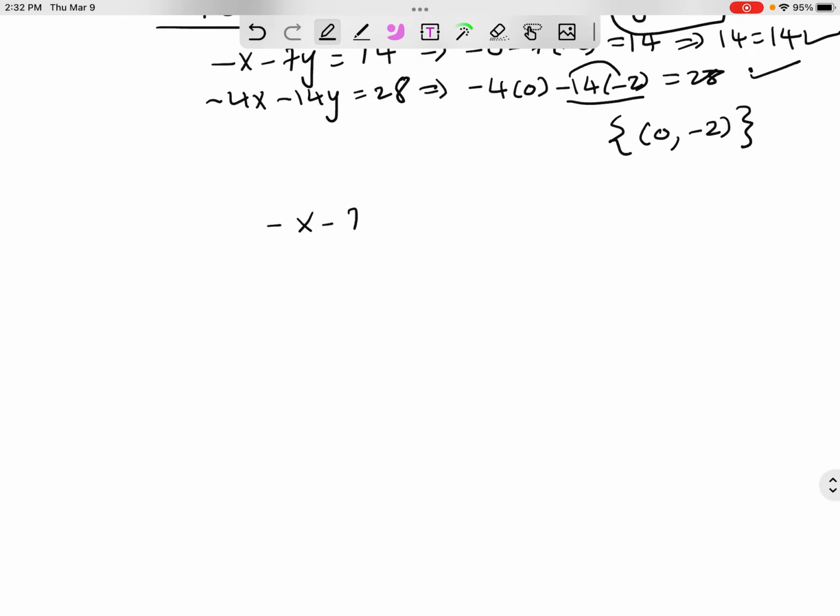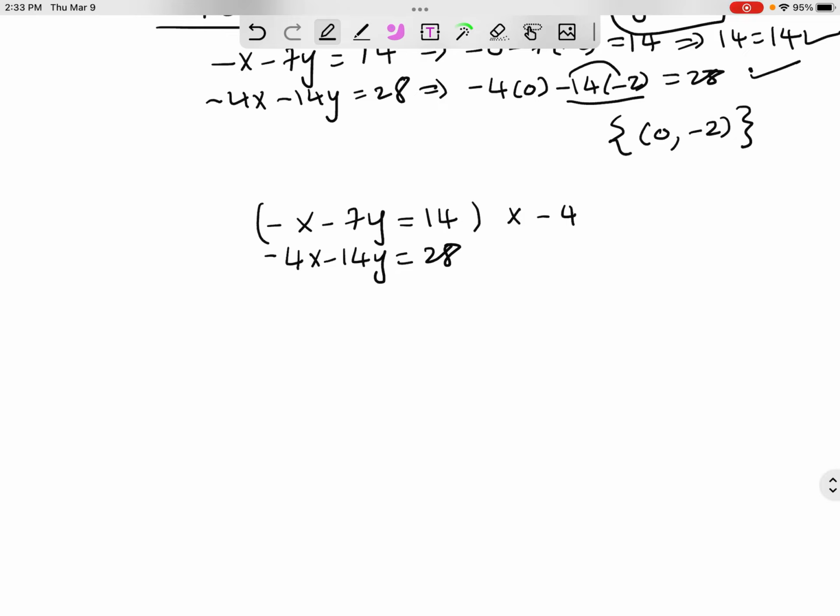And so here are our equations. -x minus 7y equals 14, and -4x minus 14y equals 28. So if I want to eliminate the x variable now, my coefficient right here is -4, so I want +4 here, so that when we add them, +4 and -4 cancel each other out. And so since I have -4 here and I've got -1 here, then I need to multiply this -1 by -4 to get a +4. And so what we'll do is multiply this entire equation that we have right here by -4.